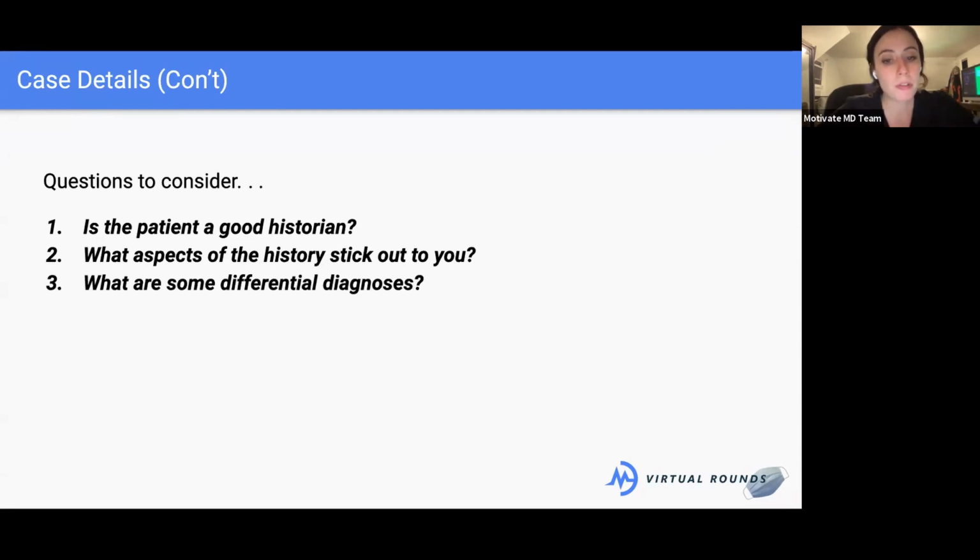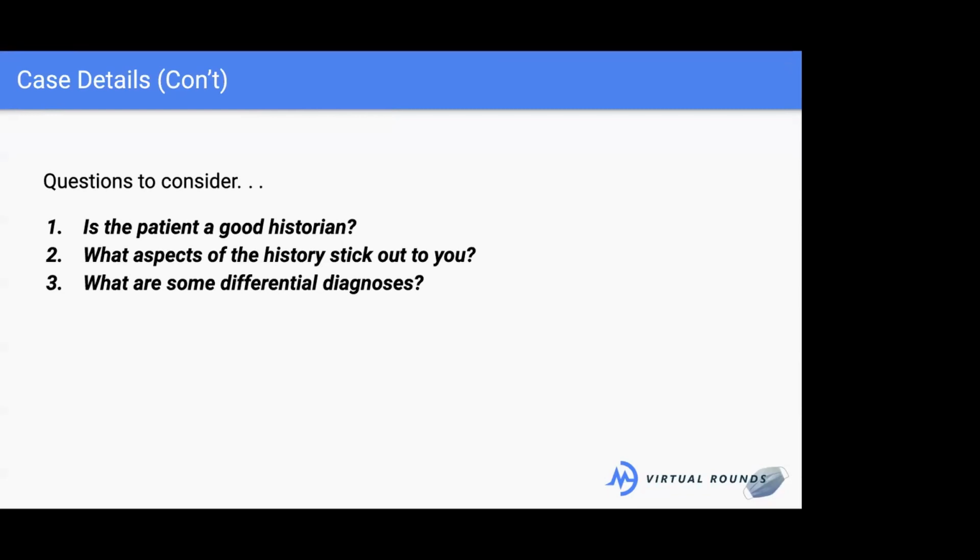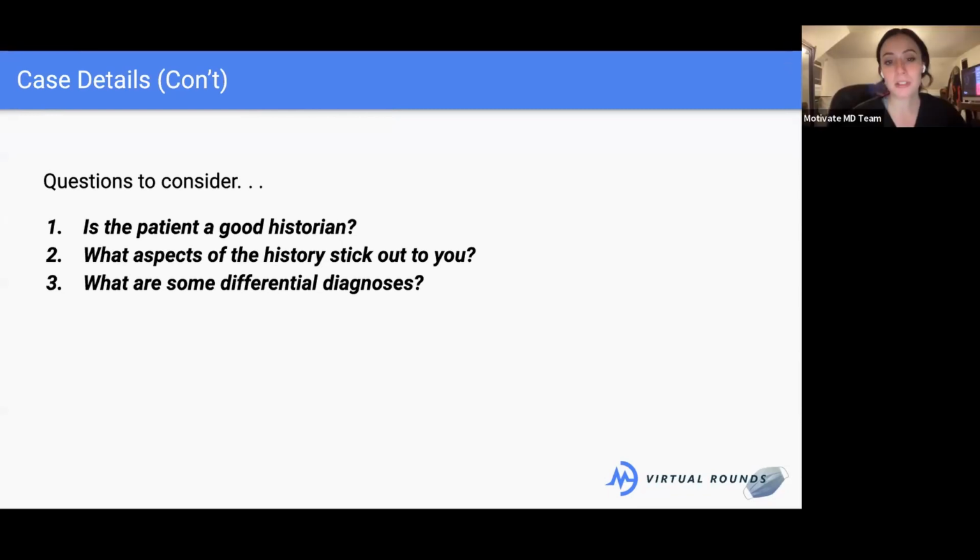And then third, what are some differential diagnoses? So can someone give me one thing you'd put on your differential list? It can be literally the most obvious thing if you saw the title page of this. Either asthma or COPD. Perfect. So asthma, COPD are good ones. And if we look at the next slide, I think I've listed a bunch out.